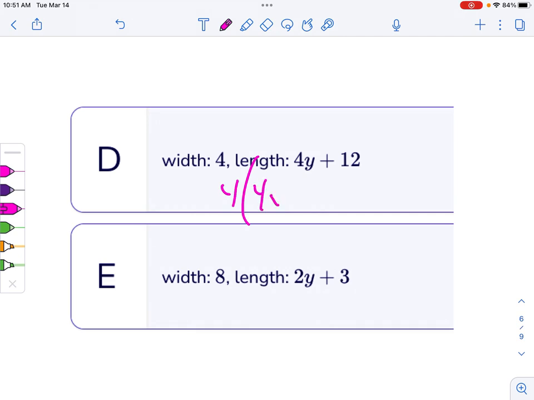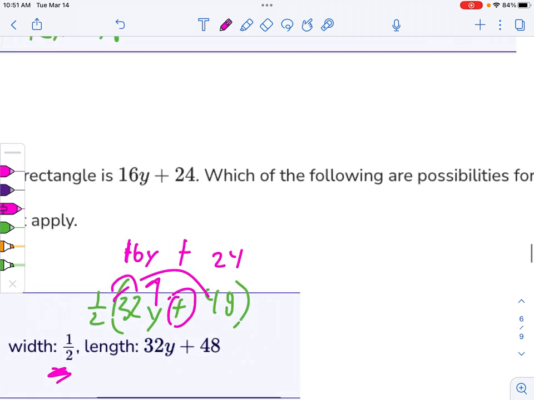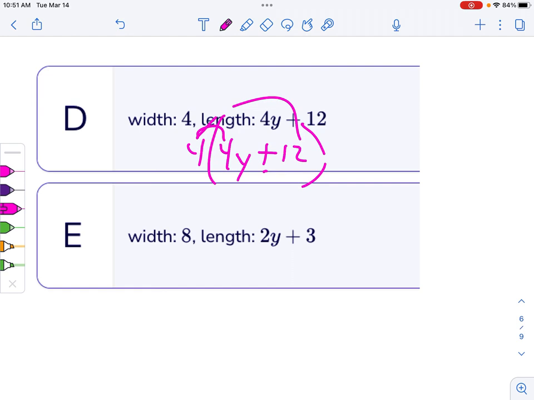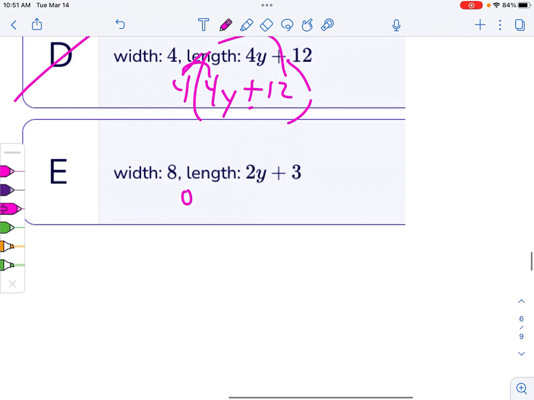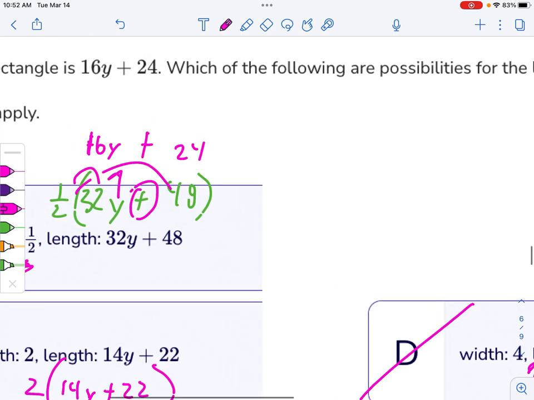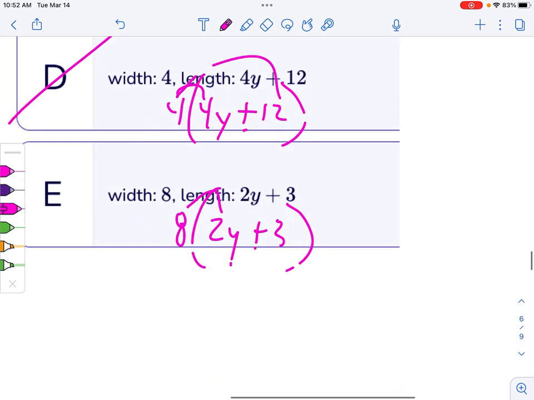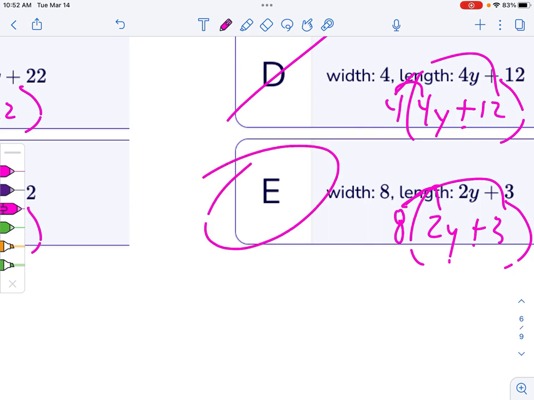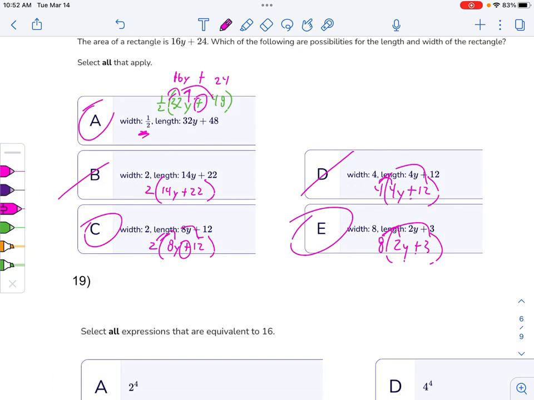This is saying 4 times 4y plus 12. 4 times 4 is 16y. Yep. Plus. Yep. 4 times 12. Yeah, that's 48. That's not what we're looking for. How about this one? 8 times 2y plus 3. 8 times 2, 16y plus. So far, so good. 8 times 3. Ooh, that one works. That is 24. Ding. We got ourselves 3 answers. A, C, E.